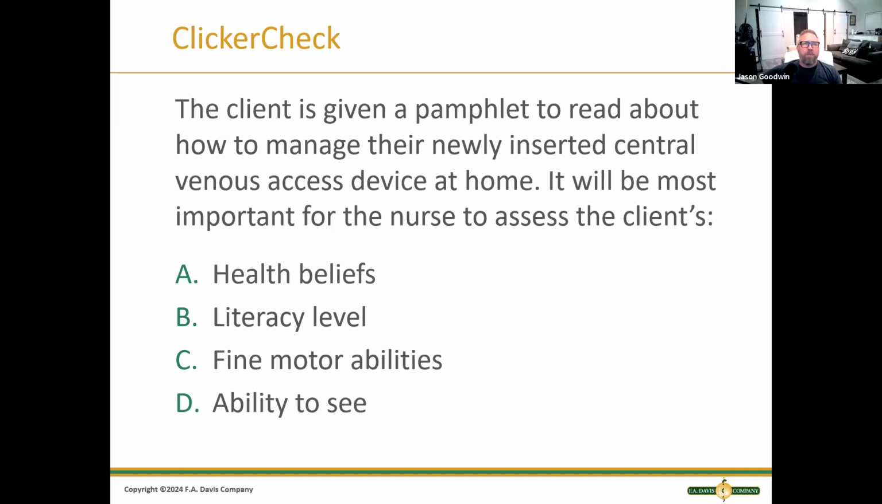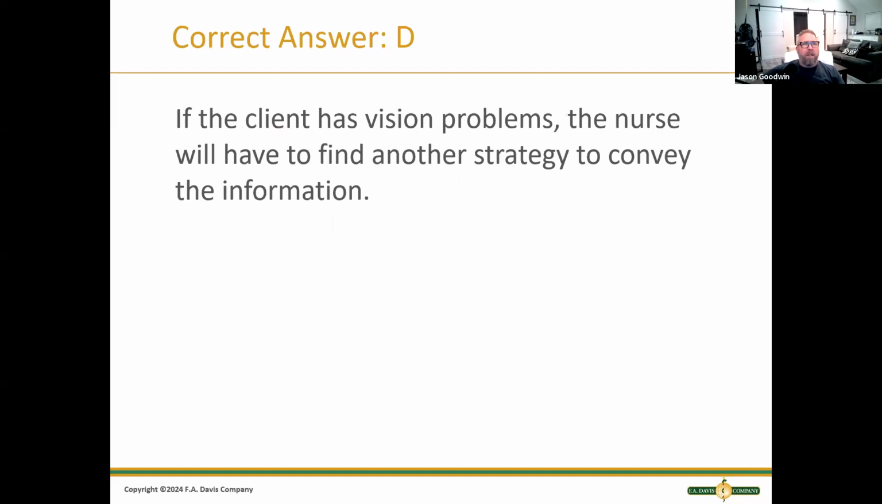Fine motor, I don't think that's probably going to be important, particularly. Literacy level, perhaps. Health beliefs, maybe. Definitely literacy level could be an issue for reading. And then ability to see, obviously. So I think it's probably B or D, but my answer would be probably to select D over B, the ability to see. Yeah, because the patient has vision problems. So you obviously have to change the strategy to address that issue.